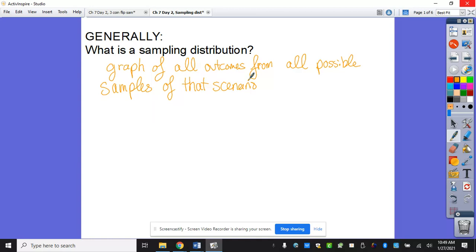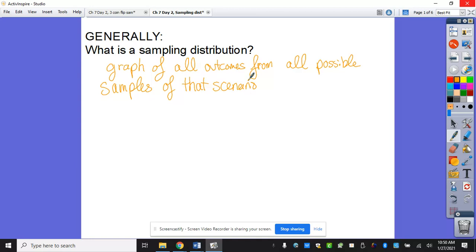You should not be overthinking this. This should be a really easy answer. Those are proportions. So those are p-hats. I could do it with x bars. I could do it with s. I could do it with anything. Those are just dots from each of the sample statistics. So that is generally what a sampling distribution is.